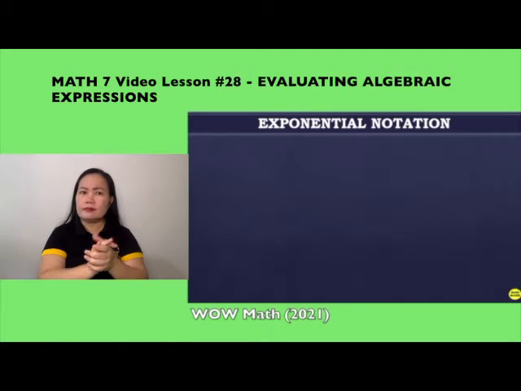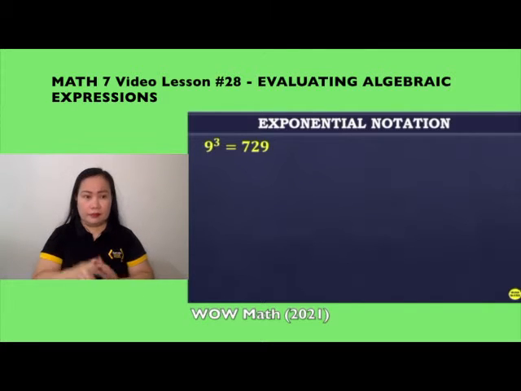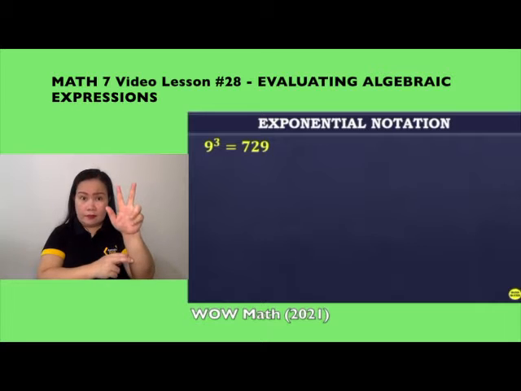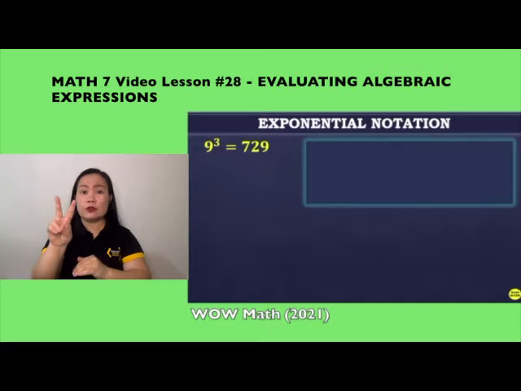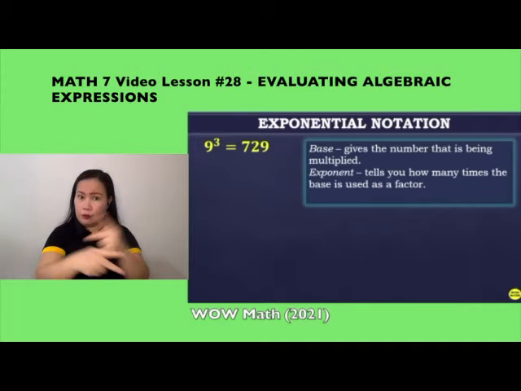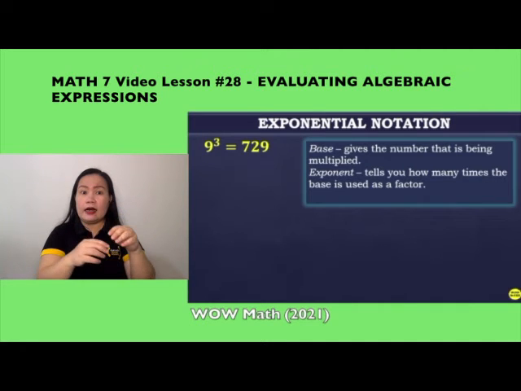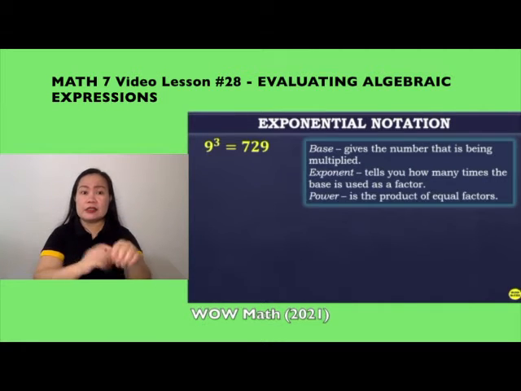So, recall muna natin siya ha. Medyo pahapyawan lang natin kasi if you want to know about this, you may watch the video tutorial. Okay? So, if I have here 9 cubed is equal to 729, meron tayong tinatawag na base, which is the number that is being multiplied. The exponent, it tells you how many times the base is used as a factor. And then, the power, which is the product of equal factors.